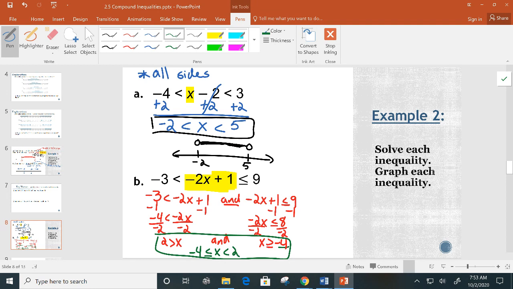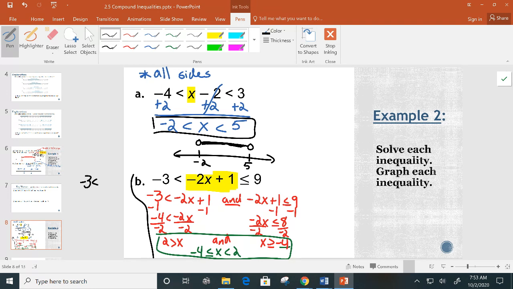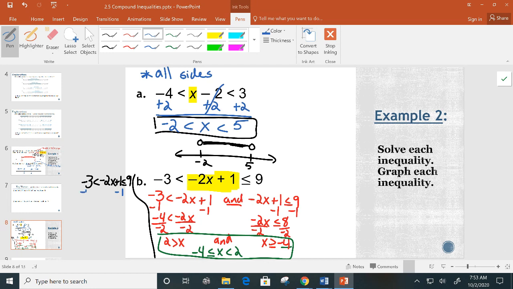So you can see this is another technique that you can use to solve a compound inequality. Could I have done it my other way? I sure could have, okay? I could have left this as negative 3 is less than negative 2x plus 1, which is less than or equal to 9. And I could solve it by isolating in the middle. Subtract 1.